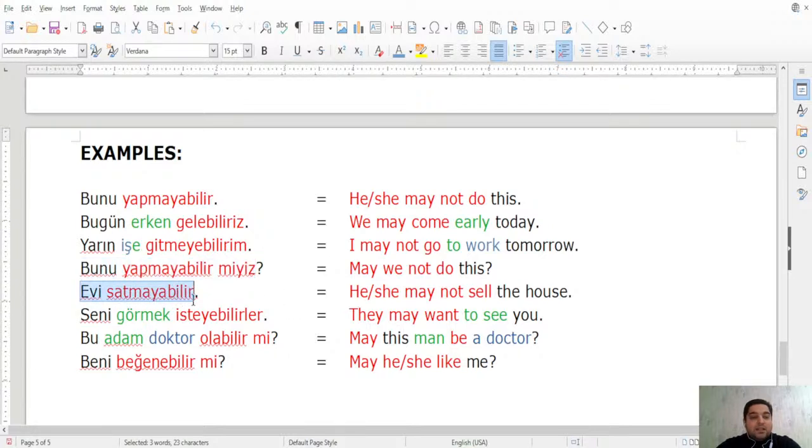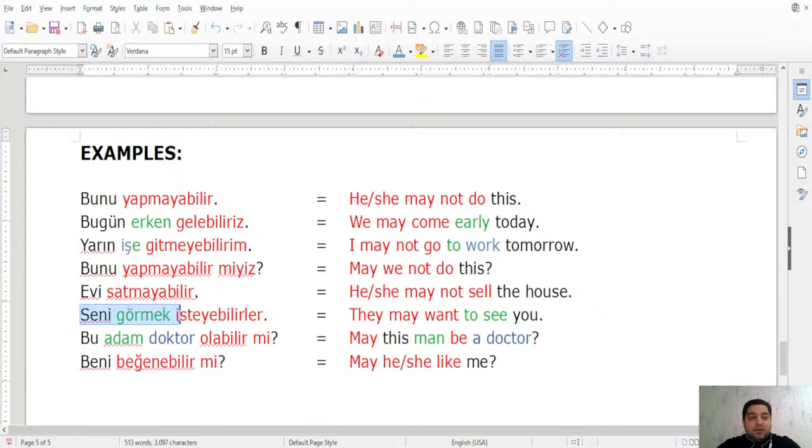Fifth example, evi satmayabilir. He, she may not sell the house. For example, if you want to buy the house from somebody, your friend can tell you that he may not sell the house that you want to buy, okay? So evi satmayabilir. He, she may not sell the house. There is a possibility that he or she doesn't sell the house.